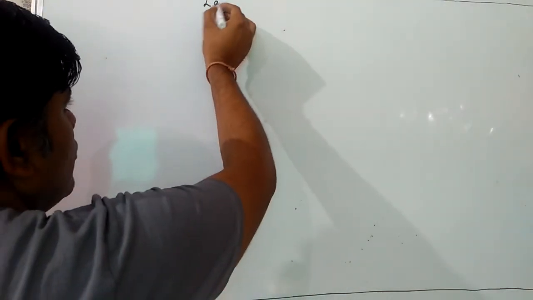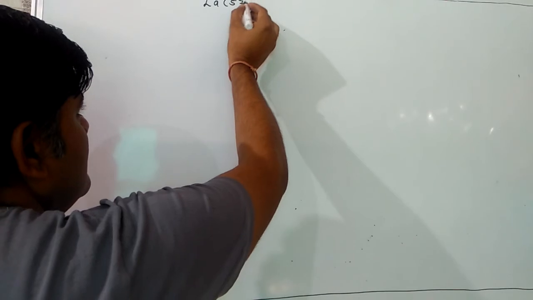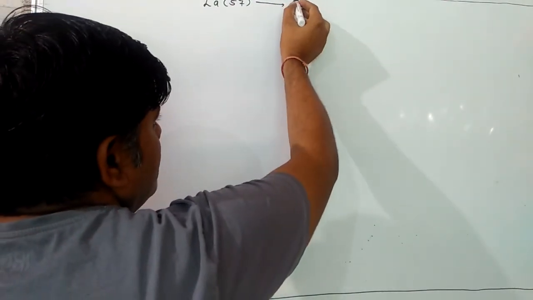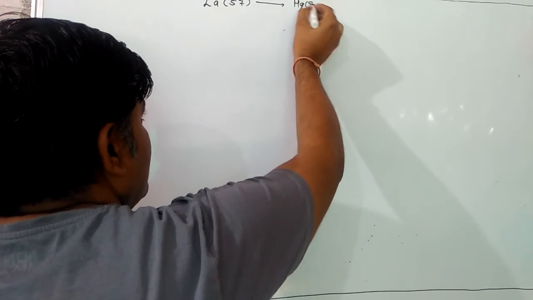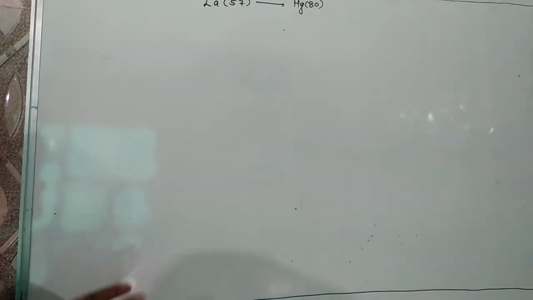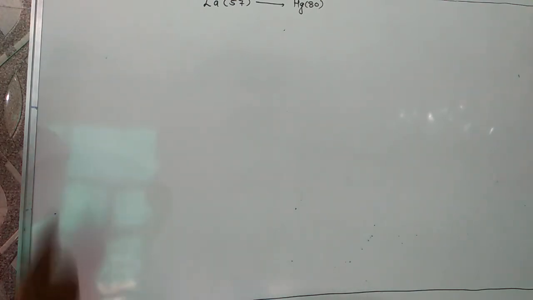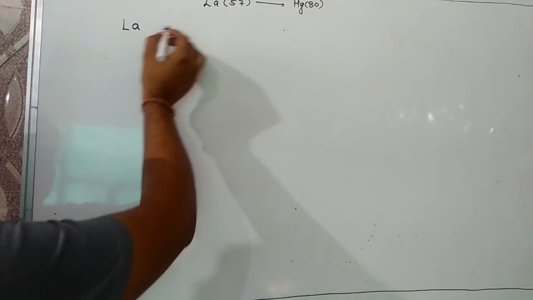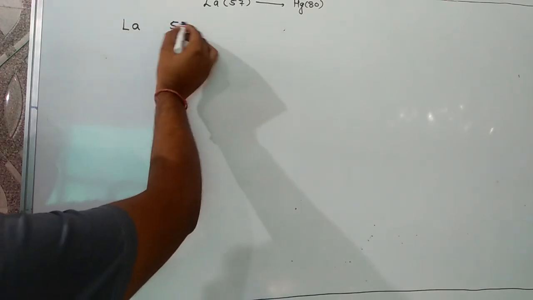Interestingly, this series starts with lanthanum, atomic number 57. Then there is a break of 14 elements, known as lanthanoids, and it finishes with mercury, atomic number 80. It also has 10 elements, and those 10 are, first one is lanthanum, atomic number 57.